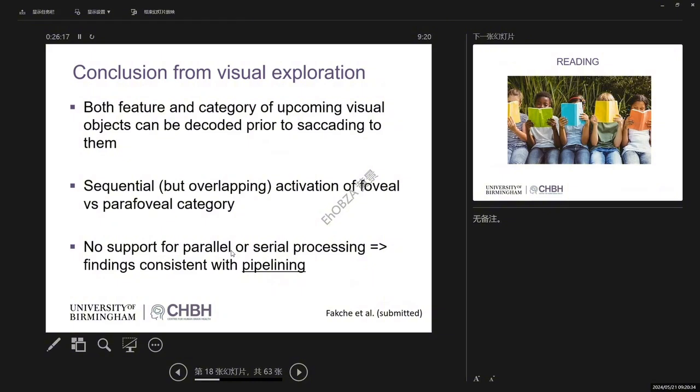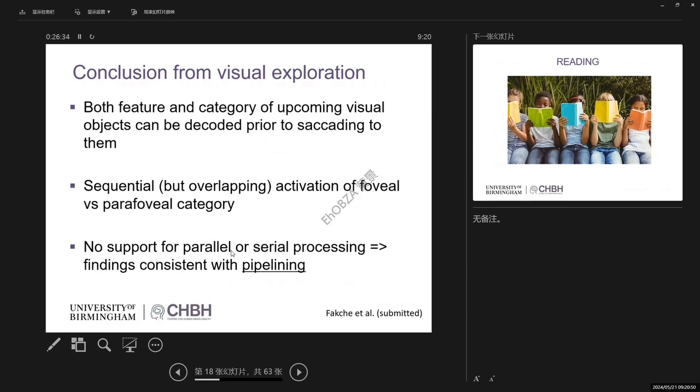We have this sort of early support for a pipelining mechanism in which different objects are processed at the same time, but at different levels of the visual hierarchy. Okay, so so far so good.